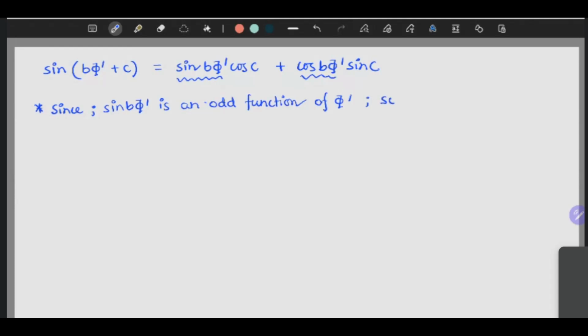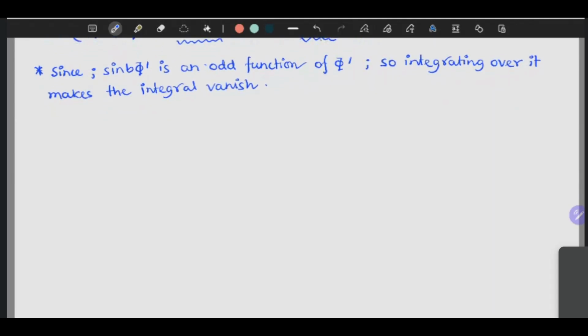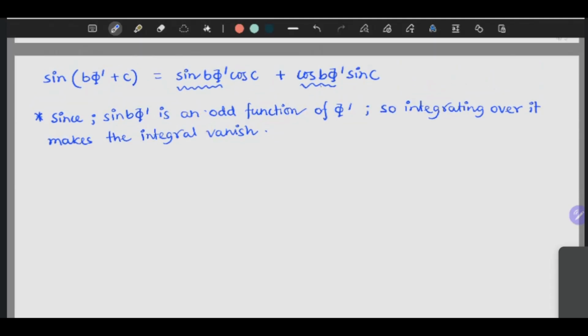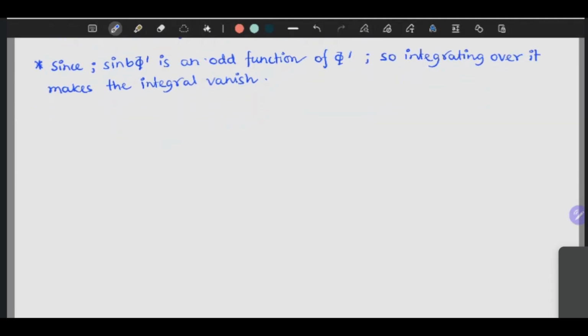so integrating over it makes the integral vanish. This will go 0, so only this term contributes, so only thing that contributes is this term.